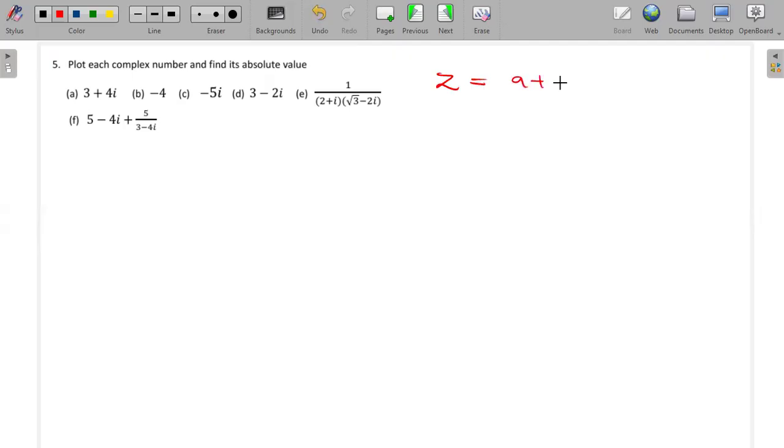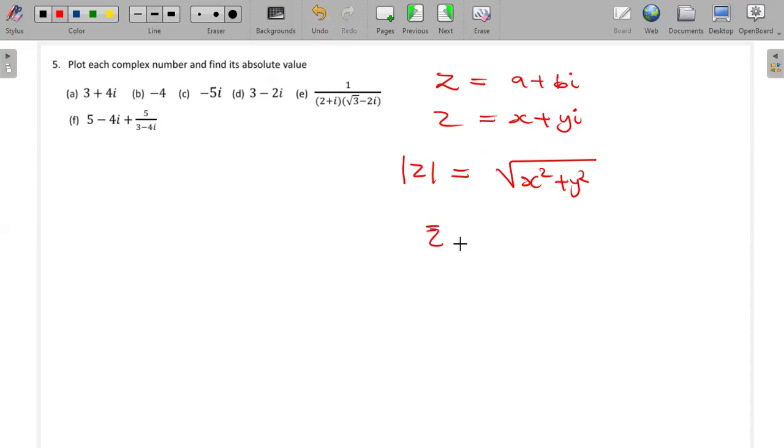a plus bi. It could also be written as x plus yi, like this. z is equal to x plus yi. And then the absolute value of this is just equal to the square root of x squared plus y squared. That's the absolute value of the complex number. Then the conjugate, which is denoted like this, z with a bar, would mean the conjugate.